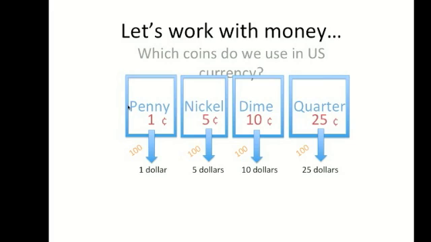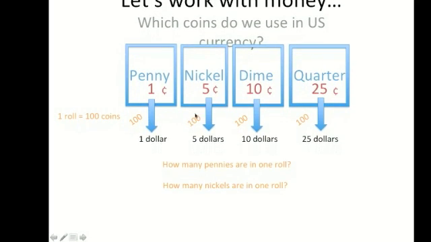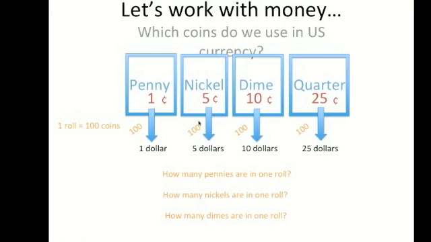Now, at the bank, they're probably going to take those 100 and put them into something that they call a roll. For this example, I'm not really sure what the bank does, but let's just pretend that 1 roll of coins is equal to 100. Sound good? Now, how many pennies are there in 1 roll? 100. How many nickels are in 1 roll? 100. How many dimes are in 1 roll? 100. How many quarters are there in 1 roll?